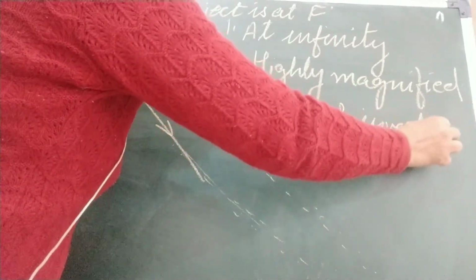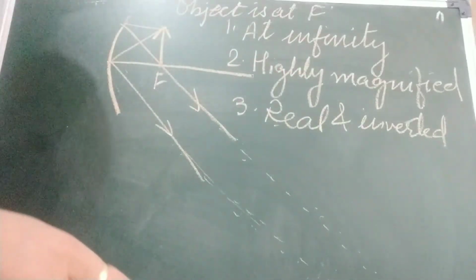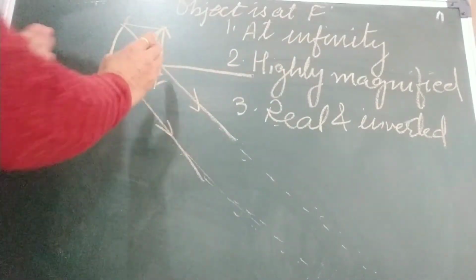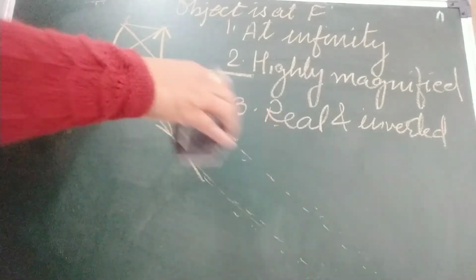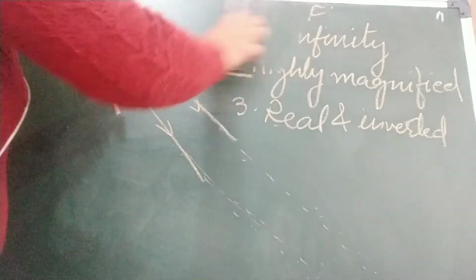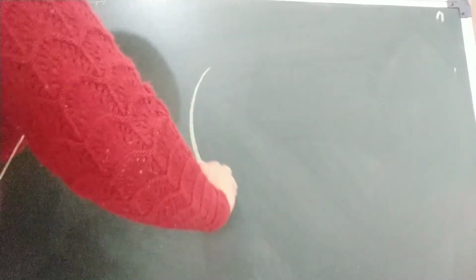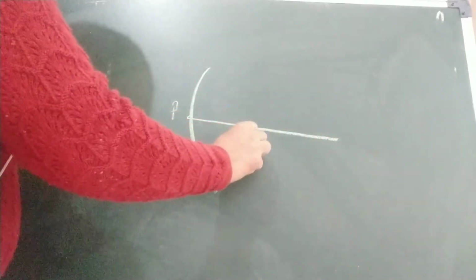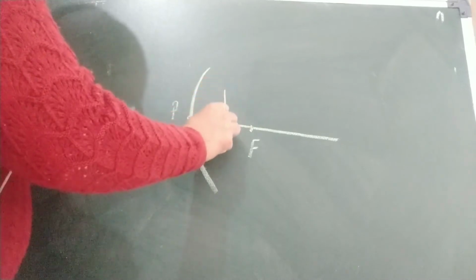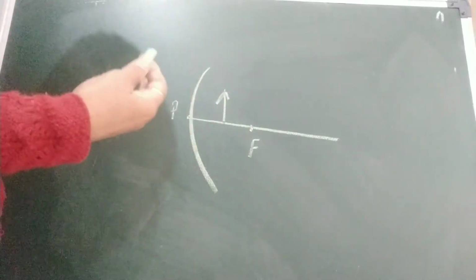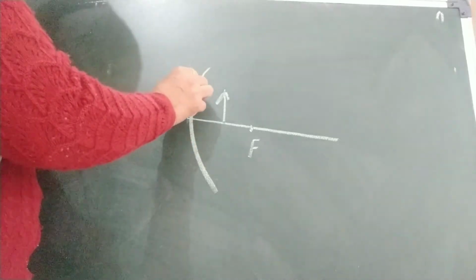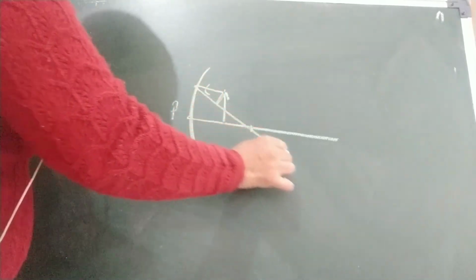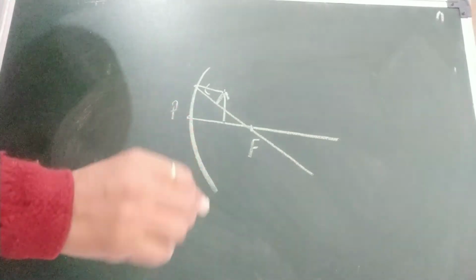Now next, children, I am going to tell you when we are going to place the object. Now I have shifted it further, between P and F. Now the object is, this is P, this is F. Now the object is placed here. Okay, meaning we have come very close to the mirror. First ray will pass from focus. By default you make it.